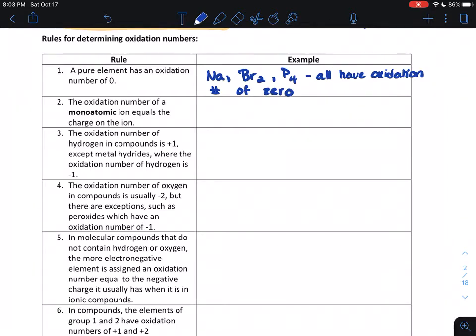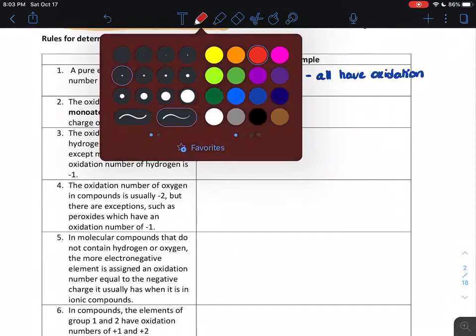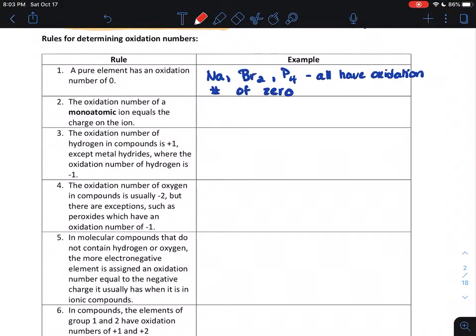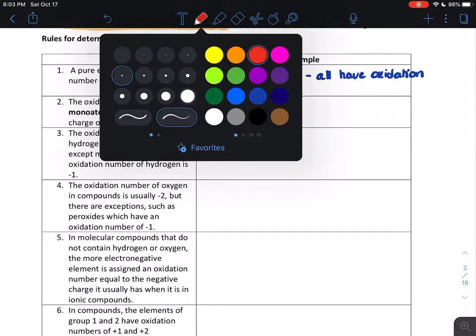So we have a tendency to write oxidation numbers on top of the atoms. I'm going to try, and it means going back and forth, but I'll try my best. I like to use a different color. So all these atoms would have an oxidation number of 0. They have no net charge. They're an element by itself, an atom by itself. They have a net charge of 0.